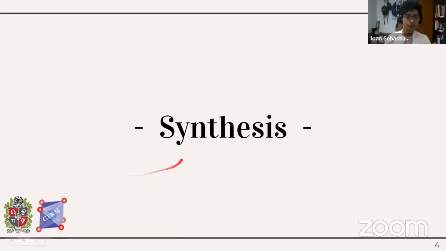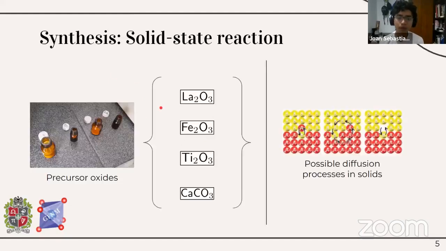So, firstly, we are going to be talking a bit about how we synthesize the material. As Jesus said, we synthesize the material by means of a solid state reaction method. In particular, we use the precursor oxides that you can see at the left of the screen.